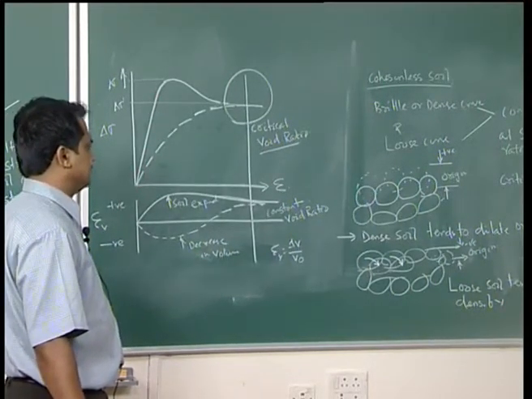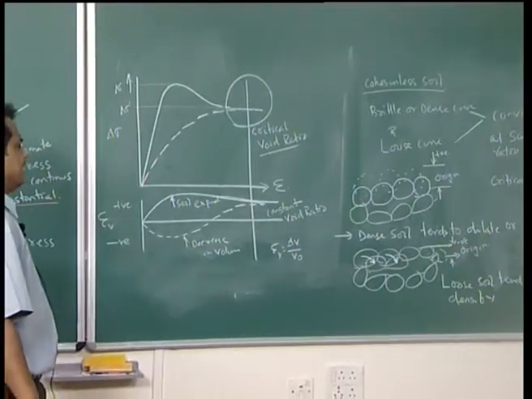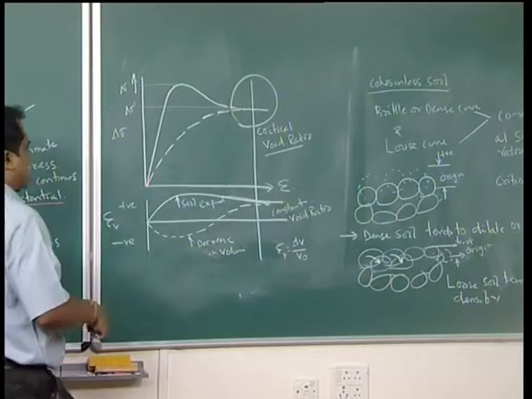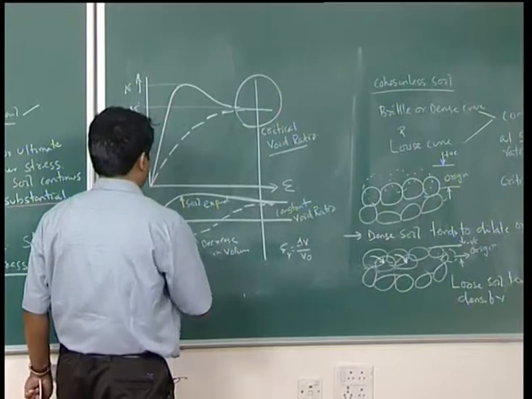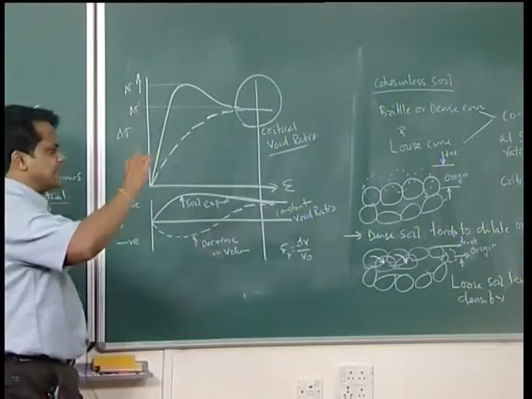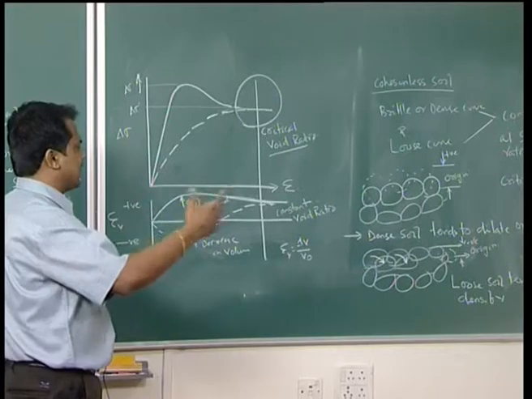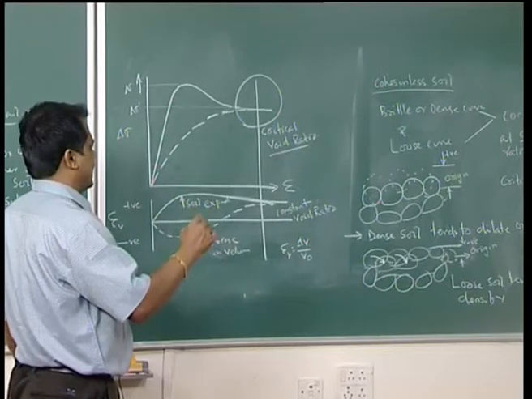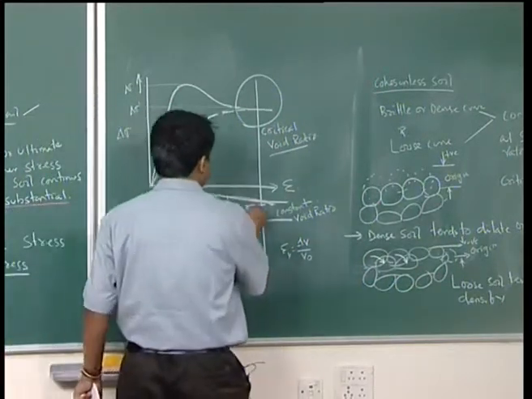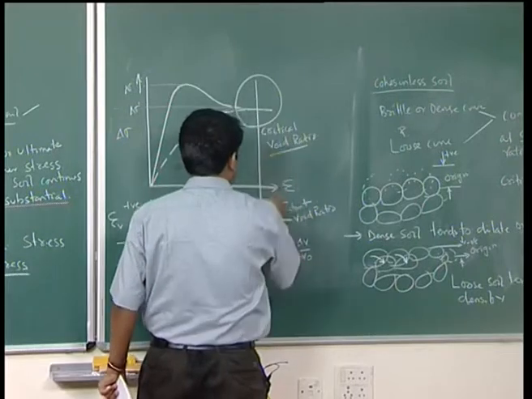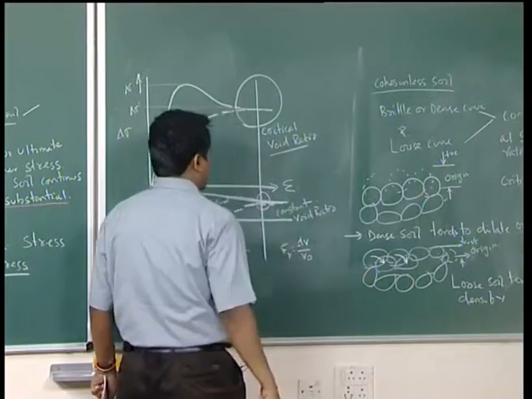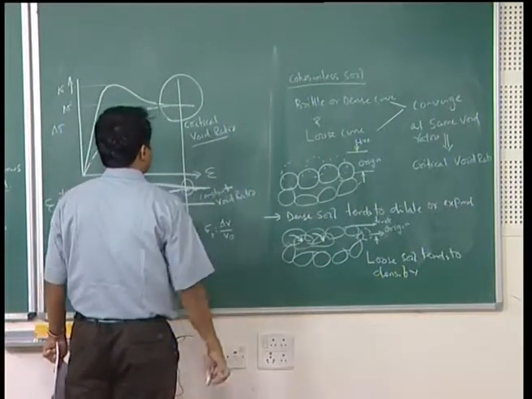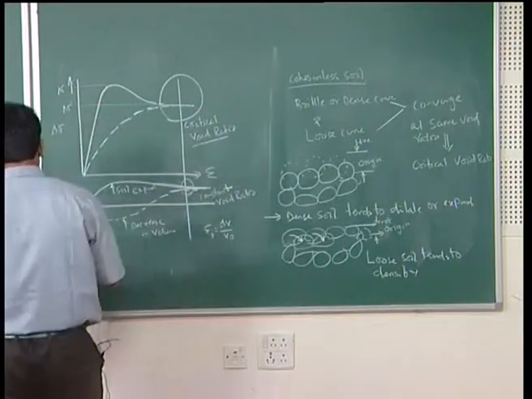In case of loose soil, what will happen? It tends to densify. That means it will densify or decrease in volume. After a certain period, the decrease in volume will no more be there. That means it will remain constant. Both these cases will merge somewhere at the same constant void ratio, that is called critical void ratio.